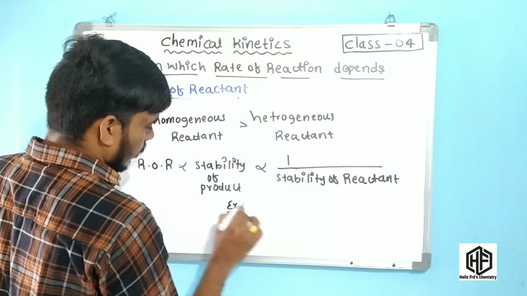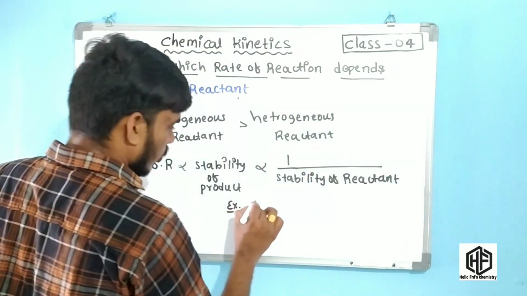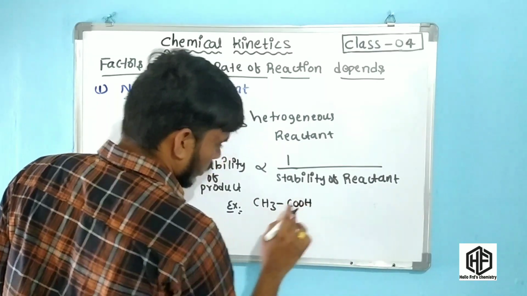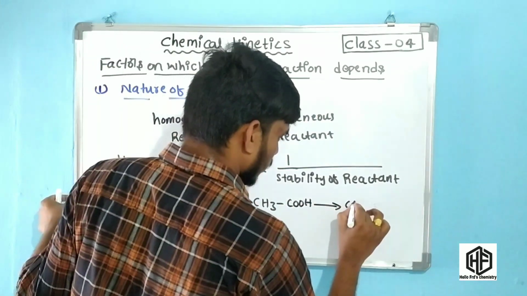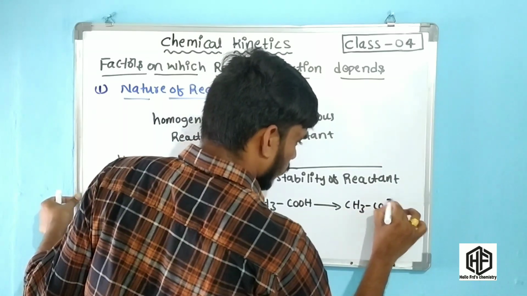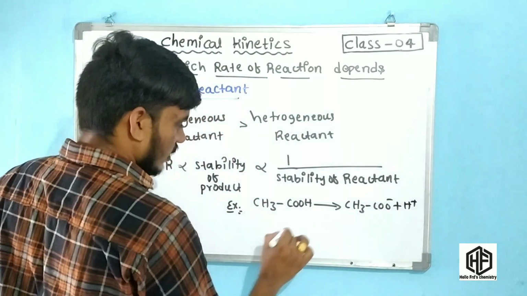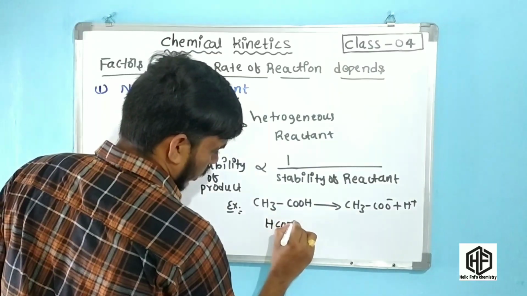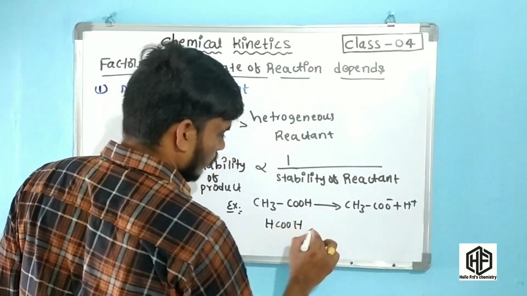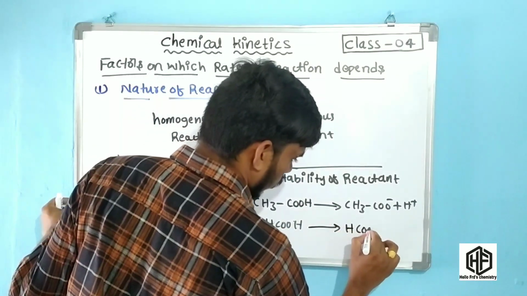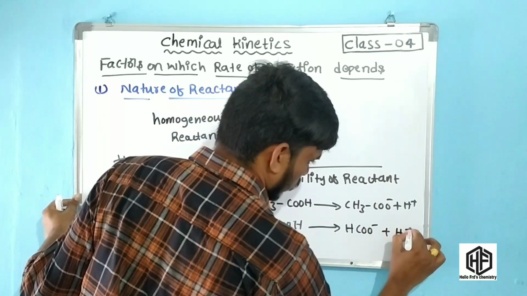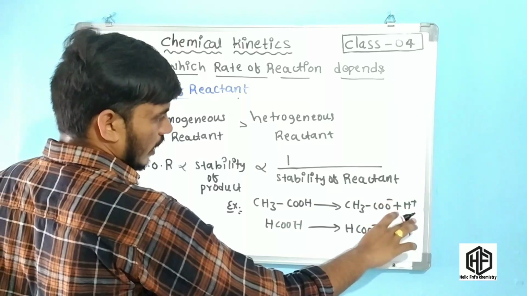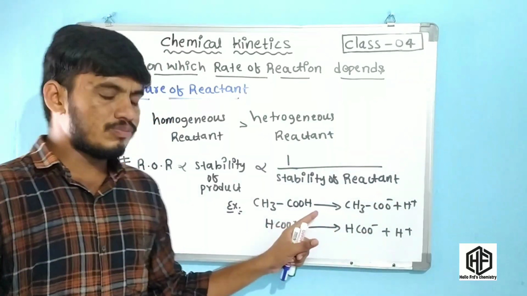Now one more example of the stability of products. For example, CH3COOH, this is acetic acid, dissociates to CH3COO minus plus H plus. And HCOOH, this is formic acid, dissociates to HCOO minus plus H plus. Okay friends, acetic acid dissociates to CH3COO minus plus H plus. But this is a reversible reaction.